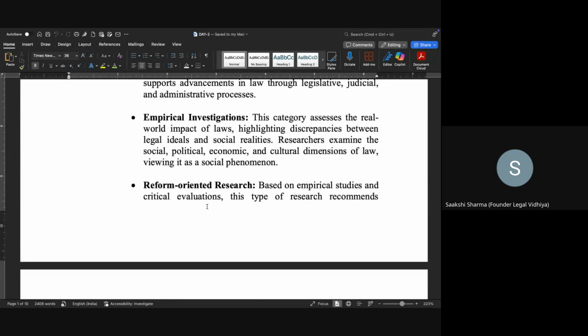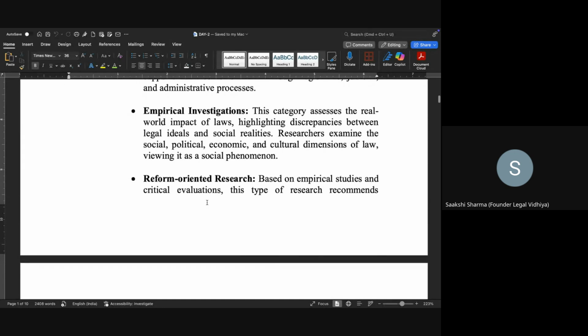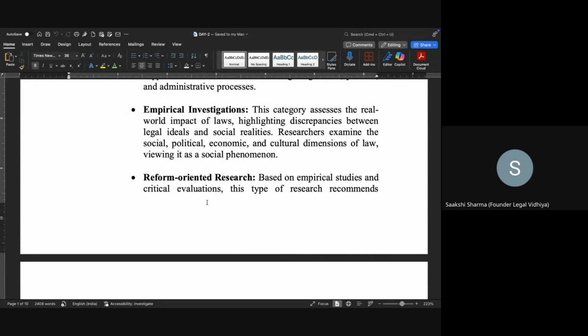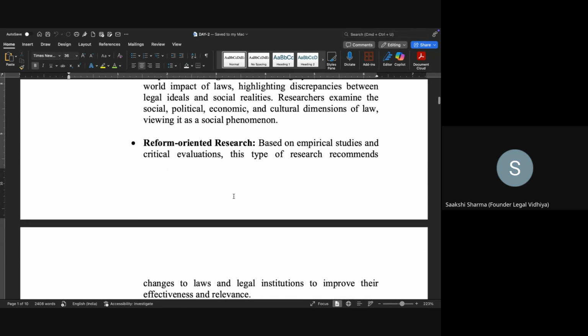The researcher in empirical investigation examines the social, political, economic and cultural dimensions of law, viewing it as a social phenomenon. That is, we do not read law as just what it is. We also read various aspects. We look at the causation of how law is impacting people. We also see if there are any negative impacts of a particular law that is being brought, or what the positive impacts are. Everything is highlighted in empirical investigation.